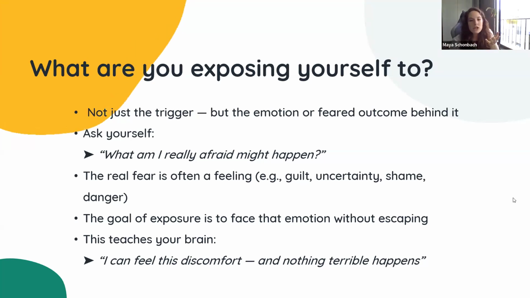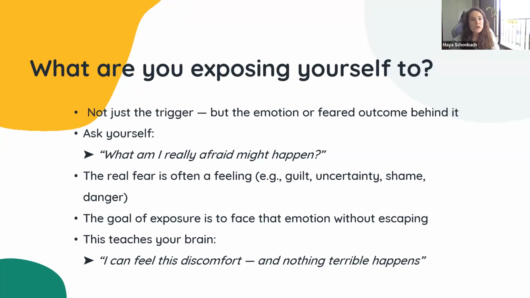So sometimes the answer could be something very specific, like I'll hurt someone. But other times it could be more emotional. It could be something like I'll feel unbearable guilt, or I'll never be sure, I'll never be certain. That's also something very, very common with OCD. We say it's a very strong difficulty tolerating uncertainty.